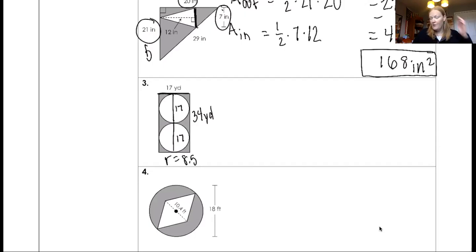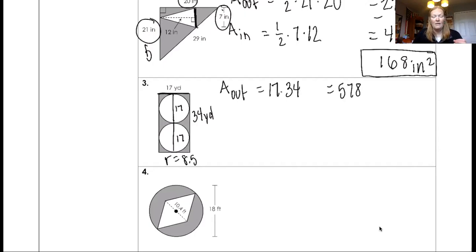Okay, now for these problems, I'm using 3.14. I'm not actually using the pi button. So if you're using the pi button on the homework, again, your answer might be off just by a little bit. Okay, so the area of the outside is a rectangle, so 17 by 34. And again, I'm going to type those into the calculator for you just for speed of the video. That gives me 578.